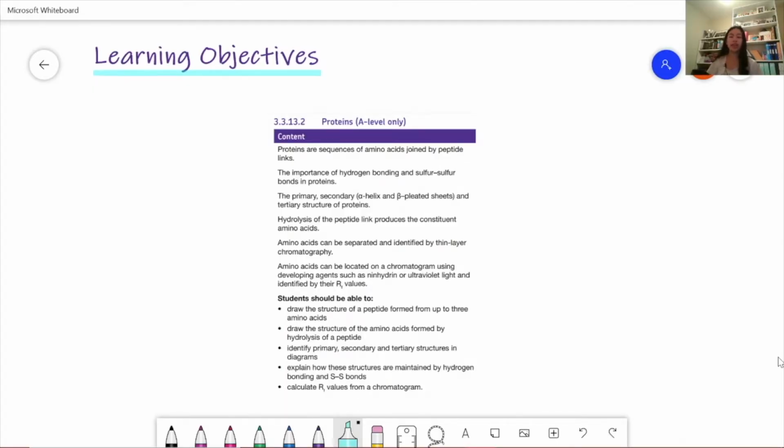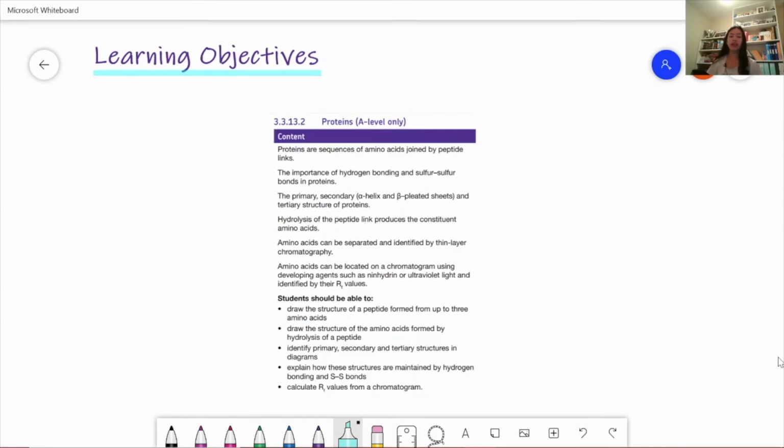Here are today's learning objectives. So the first is to be able to know that proteins are sequences of amino acids joined by peptide links, and then look at the importance of hydrogen bonding and sulfur-sulfur bonds in proteins. Then we're going to look at the primary, secondary and tertiary structure of proteins and the hydrolysis of the peptide link which produces the constituent amino acid.